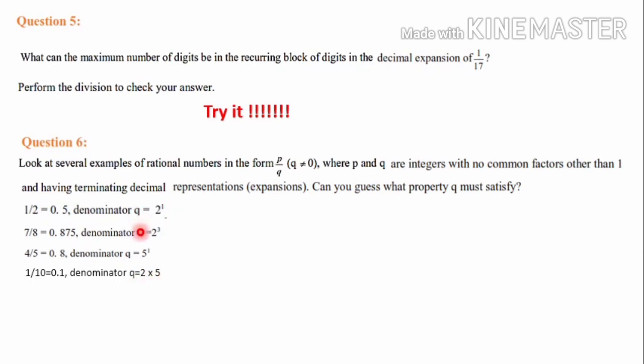So when you observe this q, in the first case it is 2 power 1, in the second case it is 2 power 3, in the third case it is 5, and in the fourth case it is both 2 and 5. So the common property we observe is all the denominators are either 2 or its power, here 2 power 1 and 2 power 3, 5 or its power, here 5 power 1, or a combination of both. Here you can check 2 and 5 together. So this is the common property. All the denominators are either 2 or its power, 5 or its power, or a combination of both. This is our conclusion.